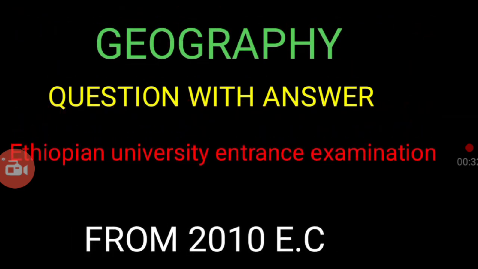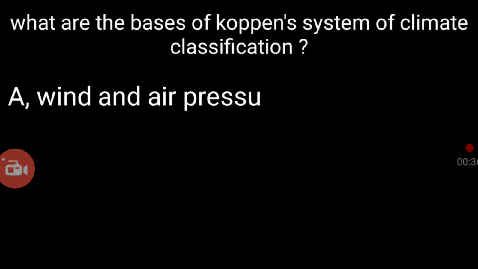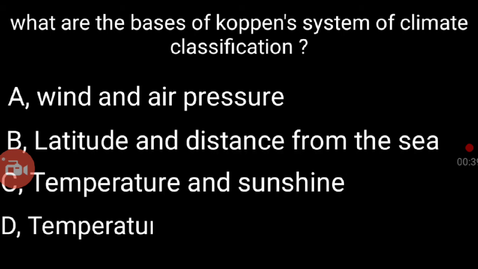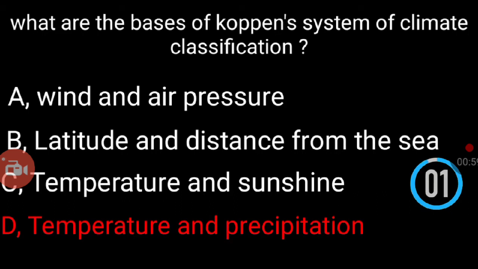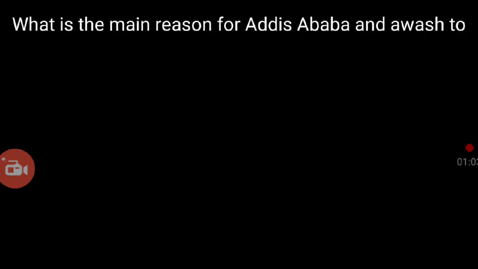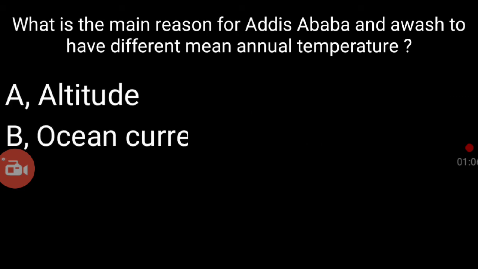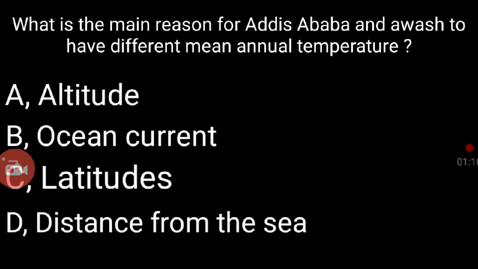Ethiopian Entrance Examination, year 2010. Temperature and precipitation. What is the main reason for Addis Ababa and Awash to have different mean annual temperature? A. Altitude. B. Ocean current. C. Latitude. D. Distance from the sea.